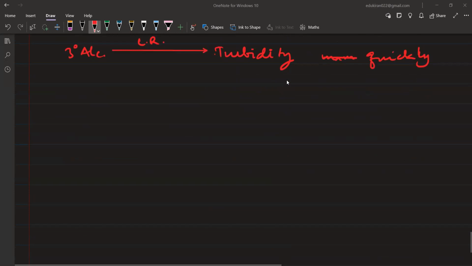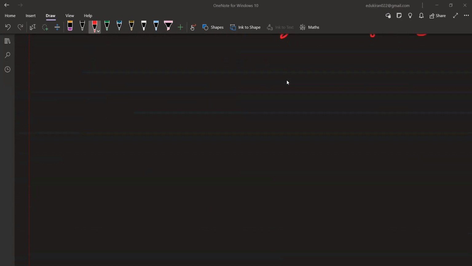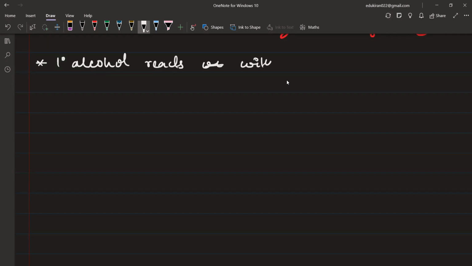अब देखिए एक इंपॉर्टेंट पॉइंट है जो आपको याद रखना है. 1 degree alcohol reacts with HX via SN2. Okay, so there is no formation of carbocation. Simply, they react via SN2. That means, for example, you have OH like this, plus I am reacting HI. So this iodine negative is going to attack onto this carbon atom.